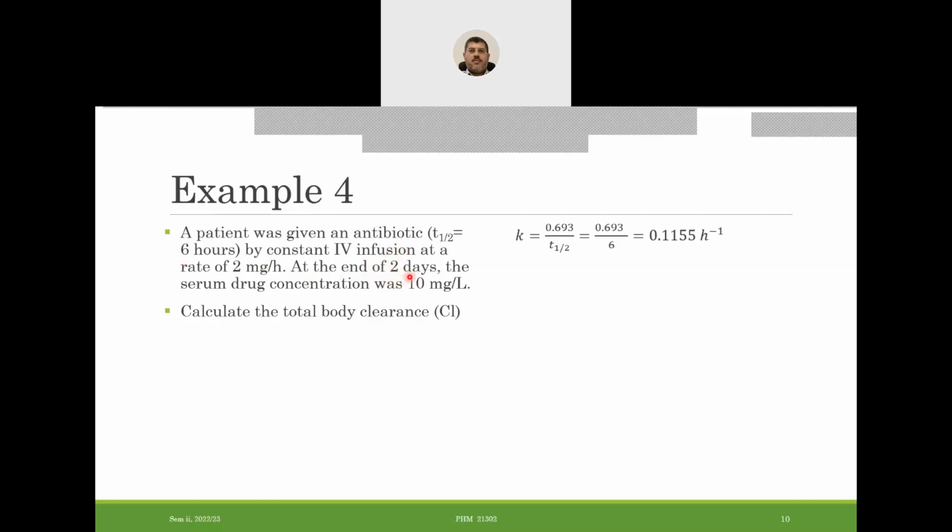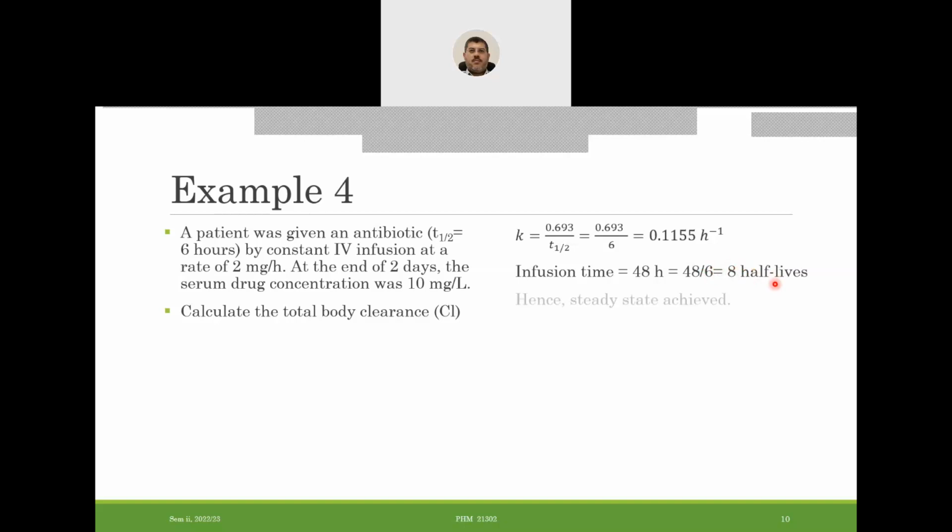The infusion continued for 2 days, definitely more than 30 hours. The time to reach steady state is 30 hours. We took 48 hours, so definitely it is a steady state. The other way, you can calculate how many half-lives: 48 hours, the 2 days, divided by the half-life 6 means already 8 half-lives. Continuous administration means it already reached steady state.